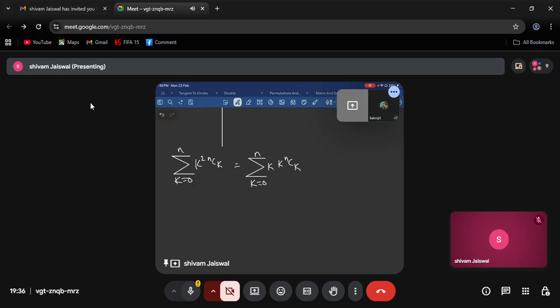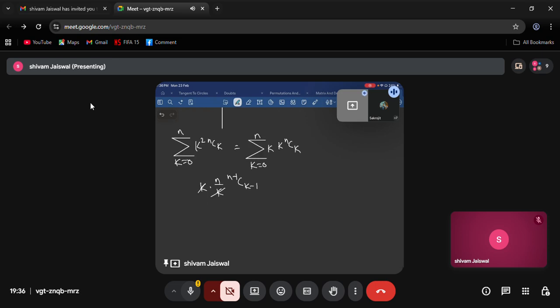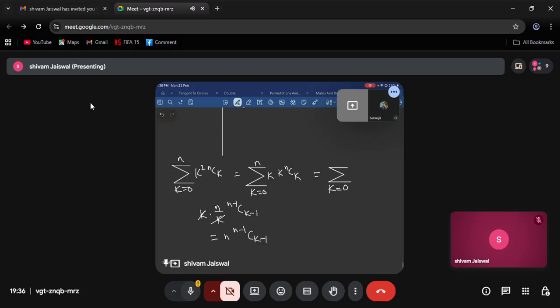Wait. So k into nCk will be what? k into n by k into n minus 1 Ck minus 1. Right. So k gets cancelled. You are getting n into n minus 1 Ck minus 1. So you are going to get summation of k equal to 0 to n. n will come outside. It will be k into n minus 1 Ck minus 1.